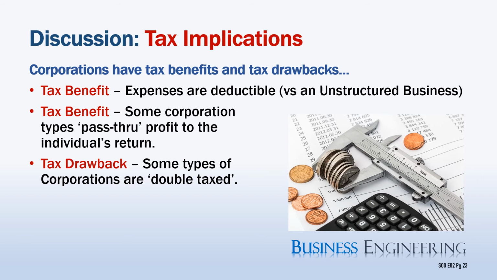A major tax drawback is that some types of corporations, such as a C corporation and larger S corporations, are double taxed, meaning they pay corporate tax on their profits, and when those profits are distributed as dividends to the shareholders, the same profit is taxed a second time on the individual's tax return.